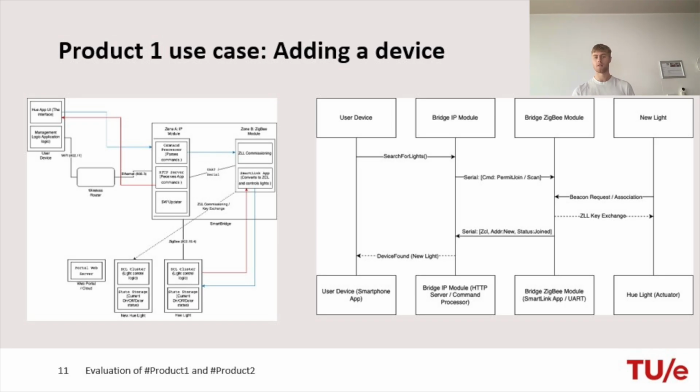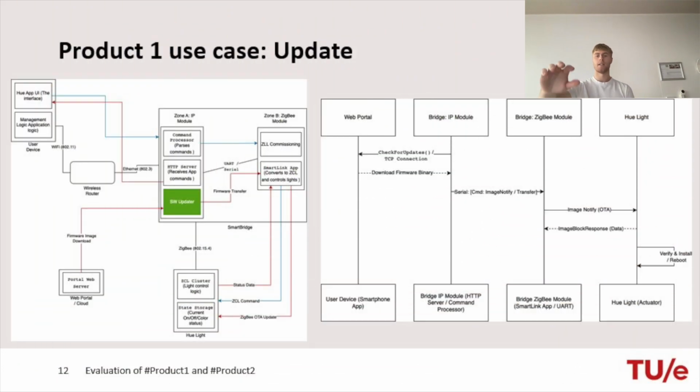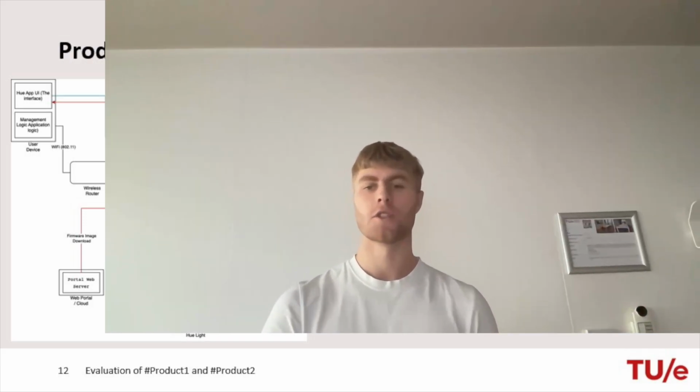But once the new device is added, we have to maintain it somehow. So for updates, the updater connects to the web portal and downloads firmware. This binary is then transferred internally to the Zigbee module, which initiates the slow but necessary over-the-air update to the constrained lights. And finally, we must evaluate the system's reliability. So let's look into that.